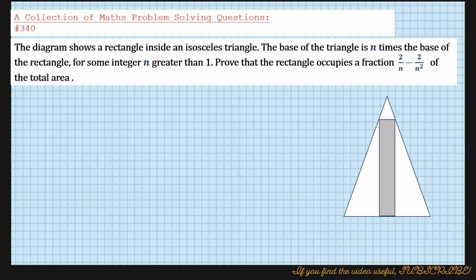The diagram shows a rectangle inside an isosceles triangle. The base of the triangle is n times the base of the rectangle for some integer n greater than 1. Prove that the rectangle occupies the fraction 2 out of n minus 2 out of n square of the total area.